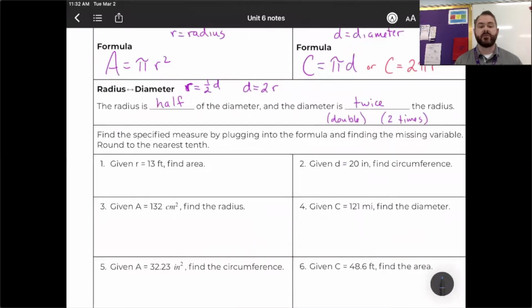So let's start off with number 1. Given the radius of 13 feet, let's find the area. So we're going to use the area formula. Area equals pi times radius squared. And the radius is 13, so that's just pi times the radius of 13 squared. And then we can plug that into our calculator. You could do 13 squared, hit equals, then times pi, or you can plug it in all at once.